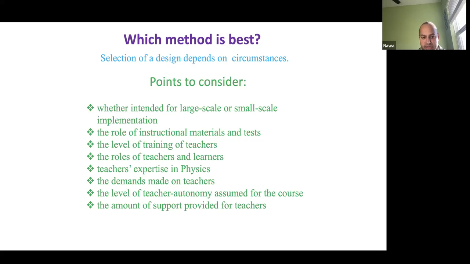How much are the teachers trained, and what roles do you want to give to the teachers and learners, meaning how much freedom do you want to assign to them? What is the level of expertise of the teacher in physics, and how much do you want the teachers to be involved? Do you want them involved just in the methodology, or just as the facilitator, or do you want them involved in the design of the whole curriculum? Now, how much freedom, I already talked about autonomy, the freedom you want, and how much professional development is available for the teacher. These are the points to consider before we can decide which method may be the best for the circumstances we are in.